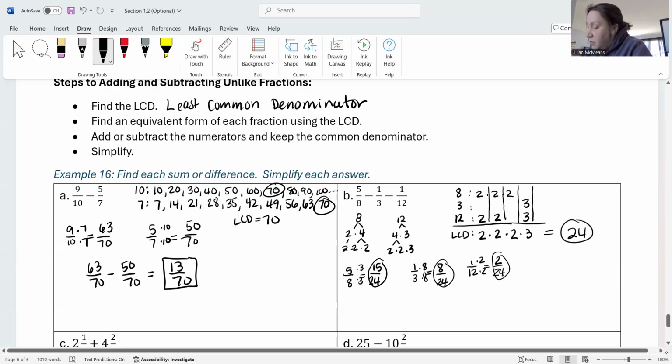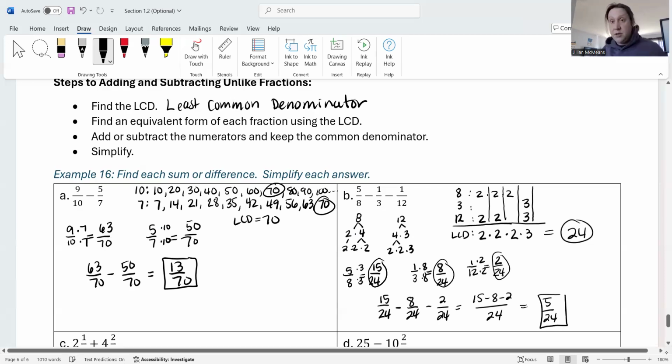So we started out with 5/8, which is really 15 24ths. We subtracted 1/3, which is 8 24ths. We subtracted 1/12, which is 2 24ths. So this becomes 15 minus 8 minus 2 over 24. And then we just subtract left to right. So 15 minus 8 is 7. 7 minus 2 is 5. So we get 5 24ths. And that is simplified. That's your final answer.